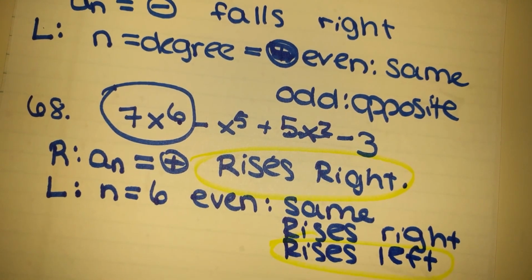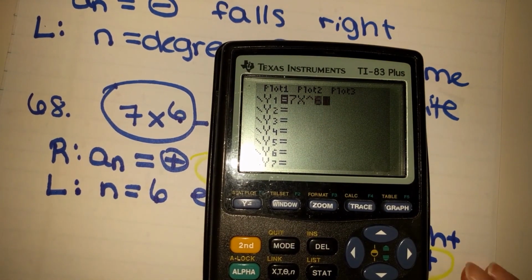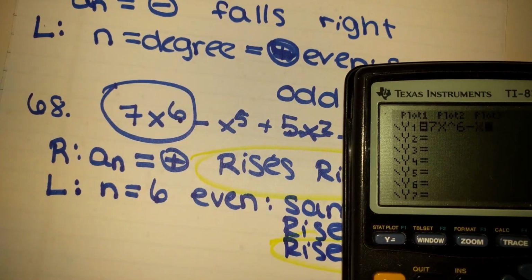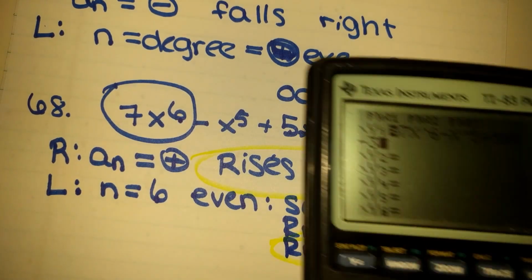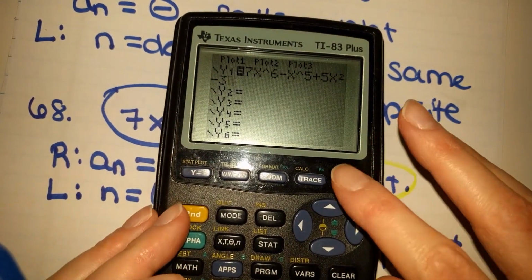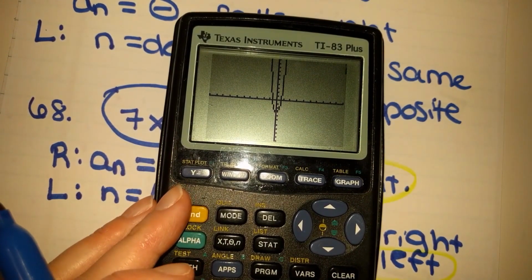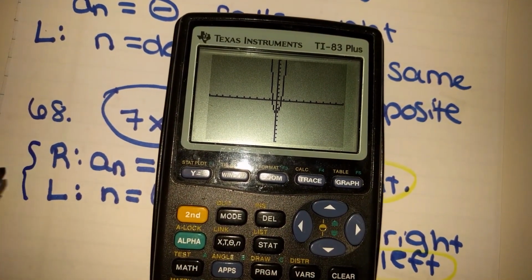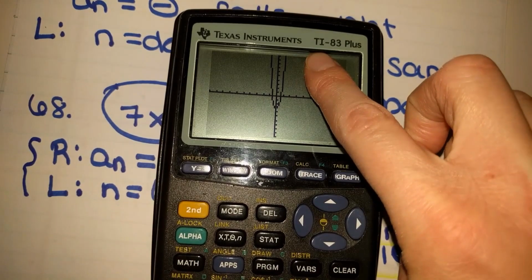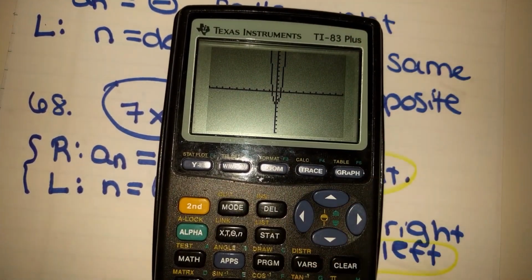Okay. Now, if you graph this function, I think it's helpful to just realize what you're looking at here is the 7x to the 6 minus x to the 5th plus 5x squared minus 3. So if you put that all in and you hit graph, you see exactly what the end behavior is. So you don't really have to memorize this because you could just say, okay, it rises on the right-hand side, it goes up, and it goes up to the left-hand side as well. So that would be rises right, rises left.